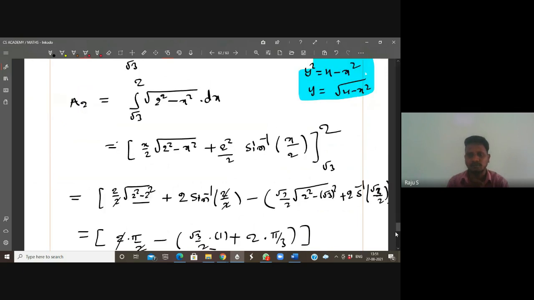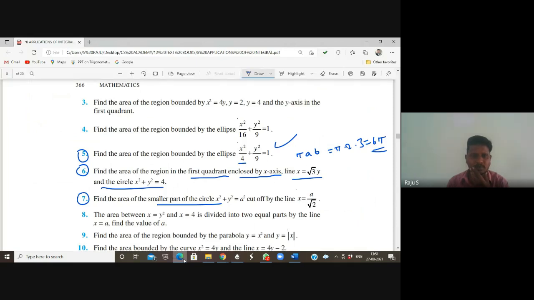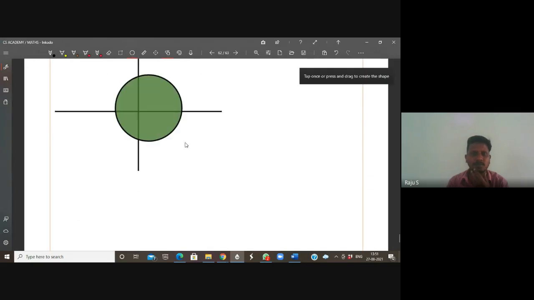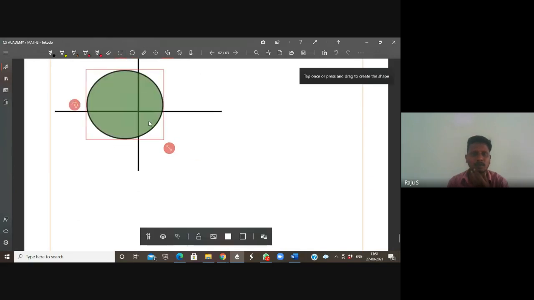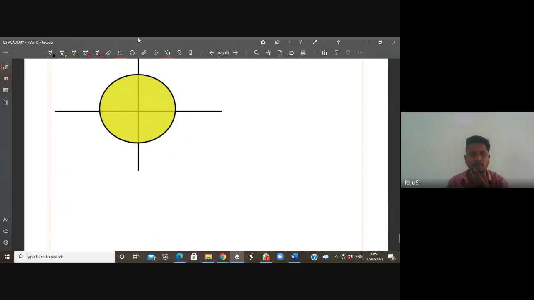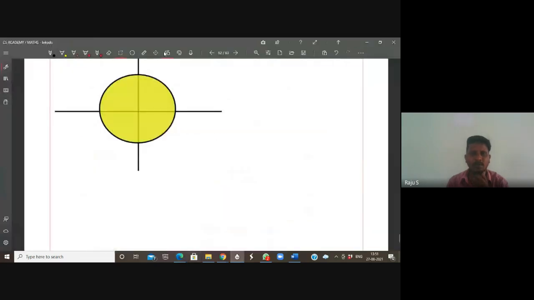Fine. Next question. In the next question, again they have given the circle x square plus y square is equal to a square. This question I am giving as homework. This is the given circle, and there is a line x is equal to a by root 2. The circle is cut off by the line x is equal to a by root 2.